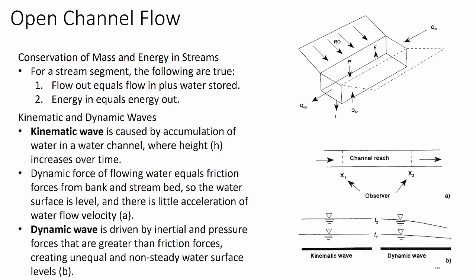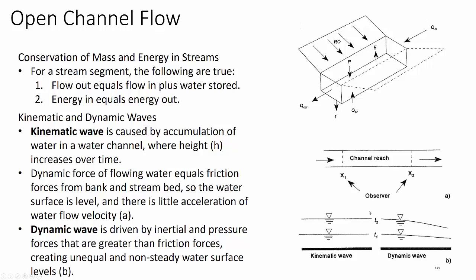So kinematic and dynamic waves are important to think about too, in terms of these critical variables: Froude number and Reynolds number. Kinematic wave is caused by accumulation of water in a channel where H equals increase over time. So the kinematic wave occurs when you are subcritical. You have subcritical flow. If you have cameras set up at two different places, and flow is increasing, and you see flow increase equally up and down at the same time, it just looks like the river's rising. That's a kinematic wave.